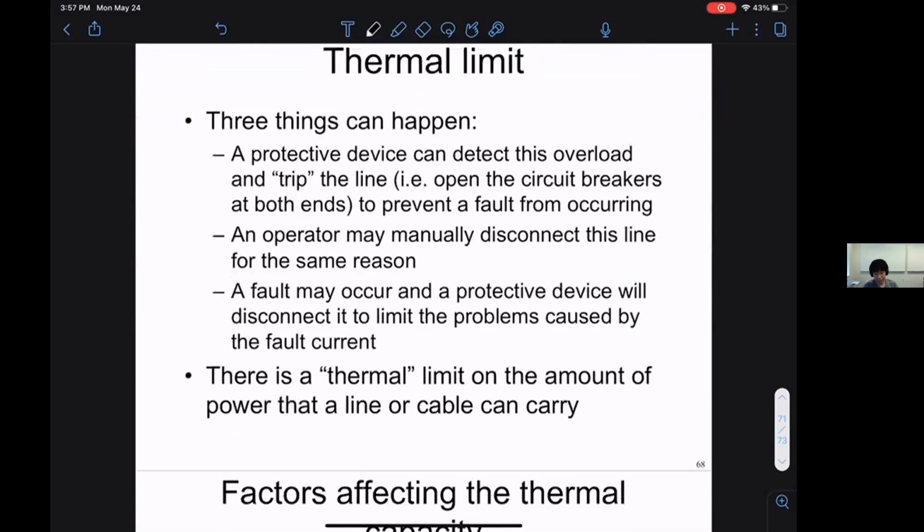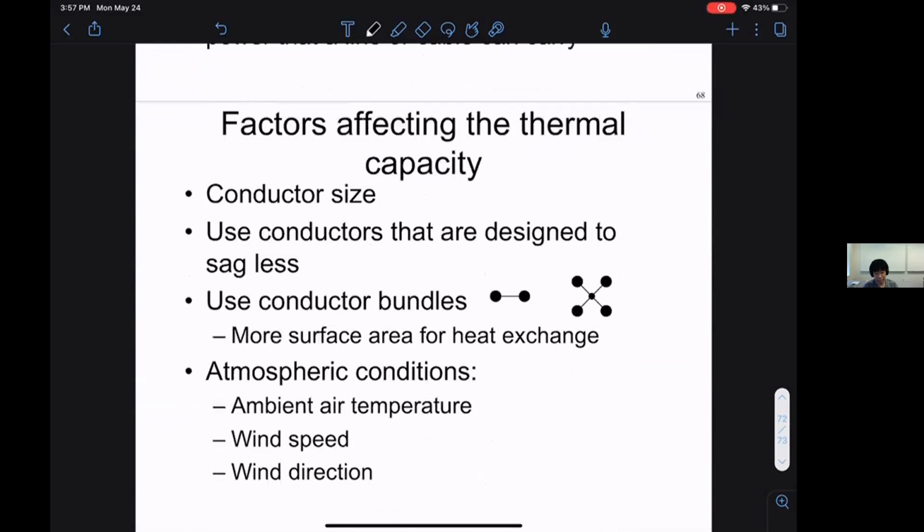So that's also the reason why you see this kind of conductors. You see conductor bundles, you don't see a big cable going through this way. Often you see these conductor bundles that try to open up more space for heat to dissipate, right? To have better dissipation of heat.